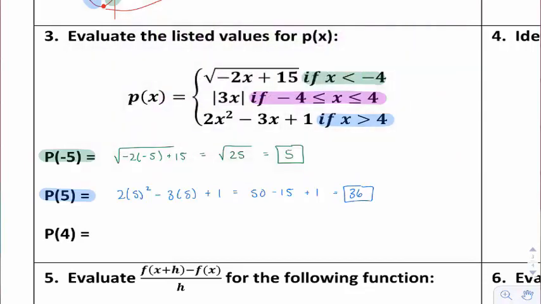And the last one, p of 4, notice that is equal to 4. Notice if x equals 4, we're going to use that absolute value function. So I'm going to go absolute value of 3 times 4 is 12. Absolute value of 12, well, that's 12. So there you go. That's evaluating piecewise. Not so bad. Just got to know where to plug in. Make sure you pay attention to those intervals.